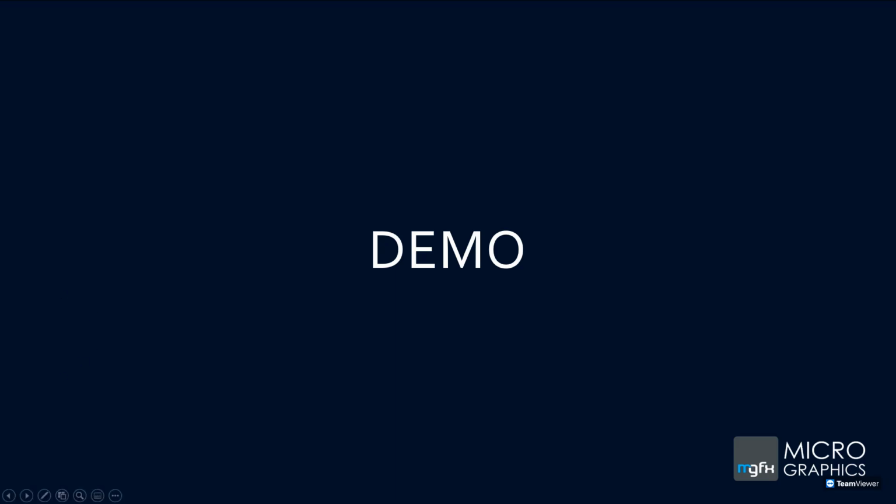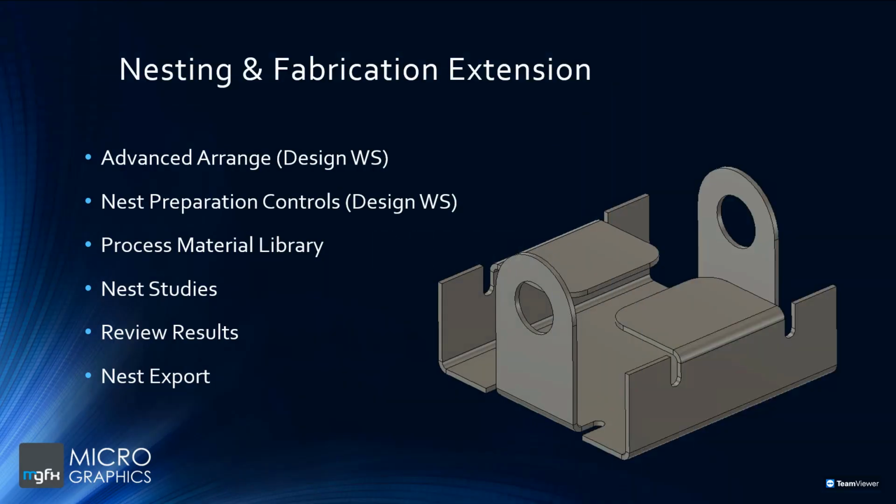slides. We had a look there basically at the completed assembly and then the nests created from that. We'll go through this process and how the nest is created. But first, we'll talk about the nesting and fabrication extension itself and what you get with this extension. So when you purchase Fusion 360, you will get the basic Fusion 360 package.